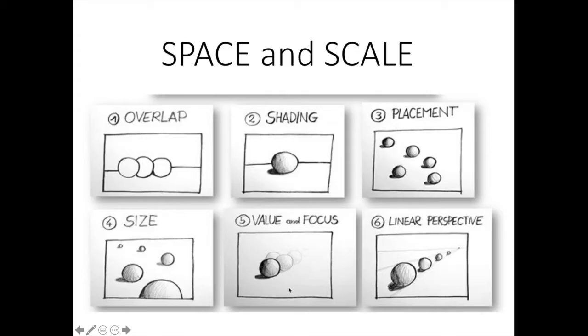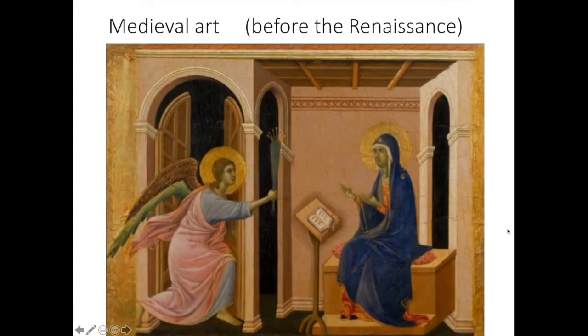So we're going to try and combine all 6 of these together, and we're going to make something that looks really great. It's going to be our big summative. So we're just going to start working and planning towards that summative today. So let's roll back in time a little bit. So here's medieval art before the Renaissance, before the invention of perspective.